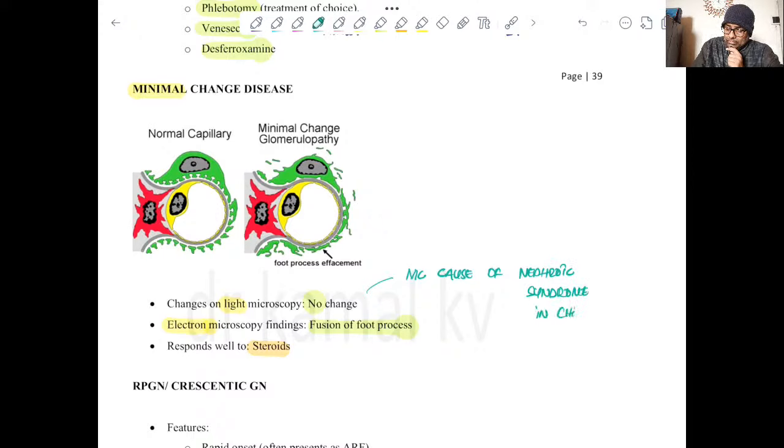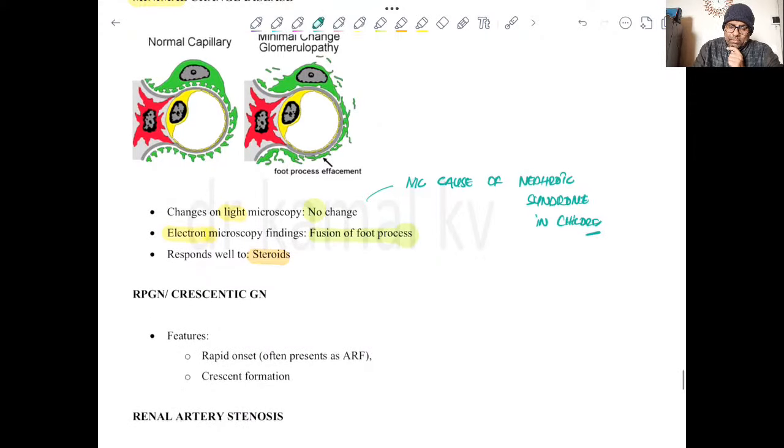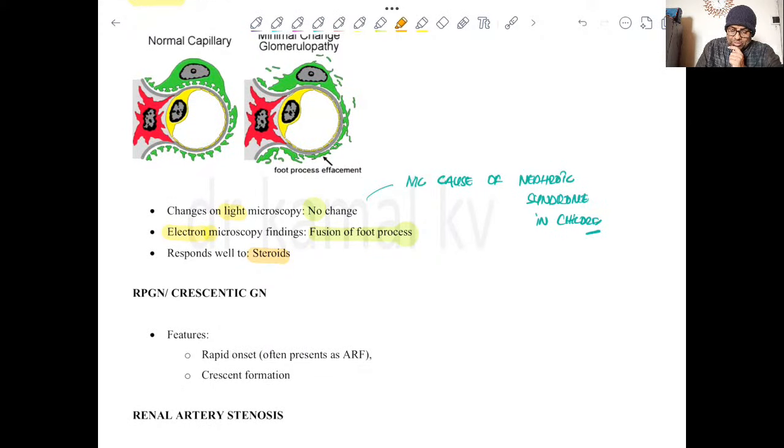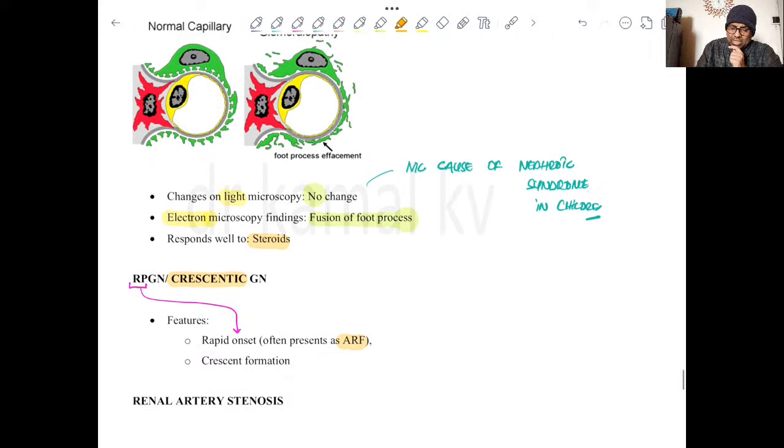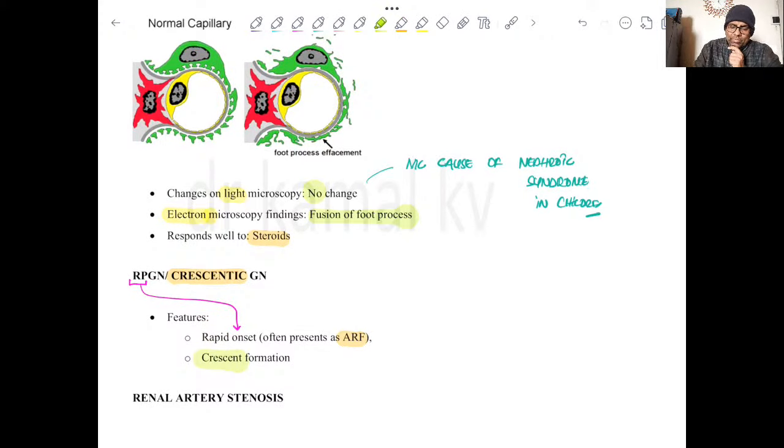Clear? Then RPGN, that is rapidly progressive glomerulonephritis, which is also known as crescentic GN. And as the name suggests, this condition is very rapid and it can present with acute renal failure within 3 to 6 months, and on microscopy we will see crescent formation, right? So suppose if this is the glomerulus, we will see a crescent somewhat like this, and then here is all glomerular tissue. So this is the crescent formation, something like this. Clear? So this is the crescent.